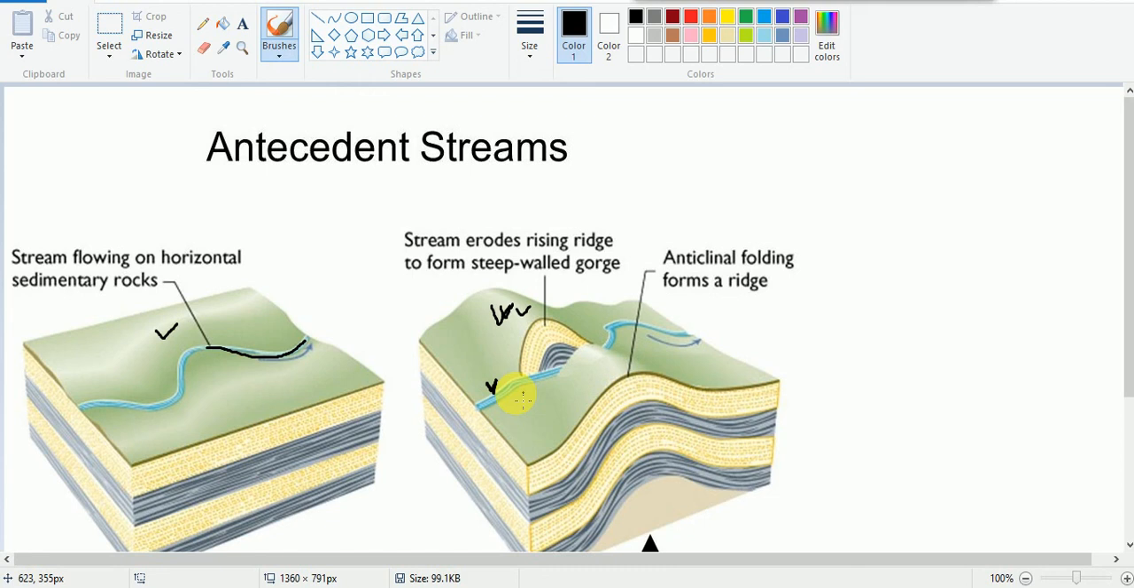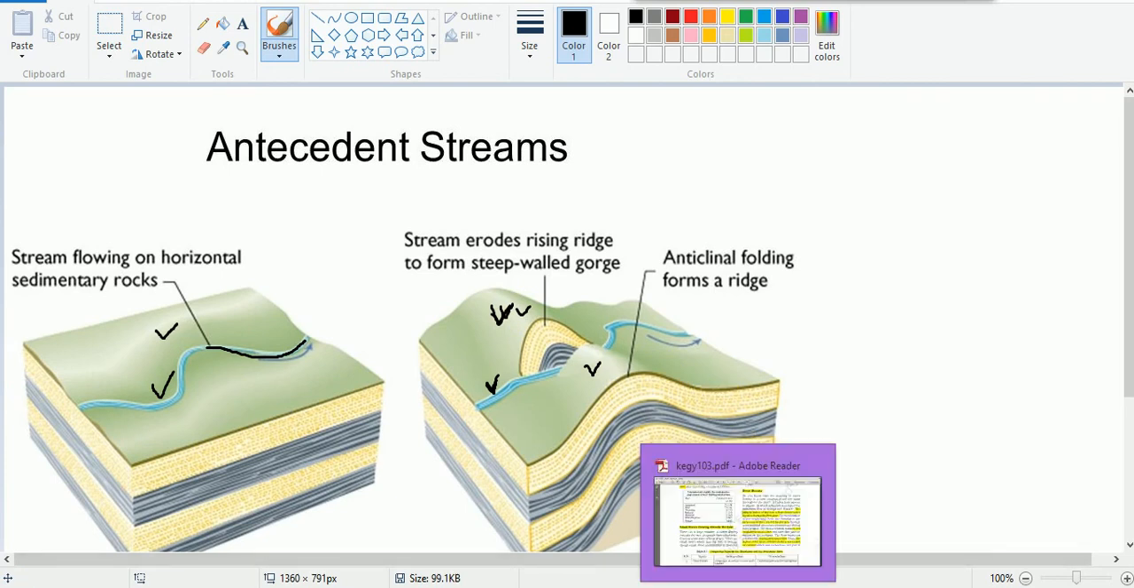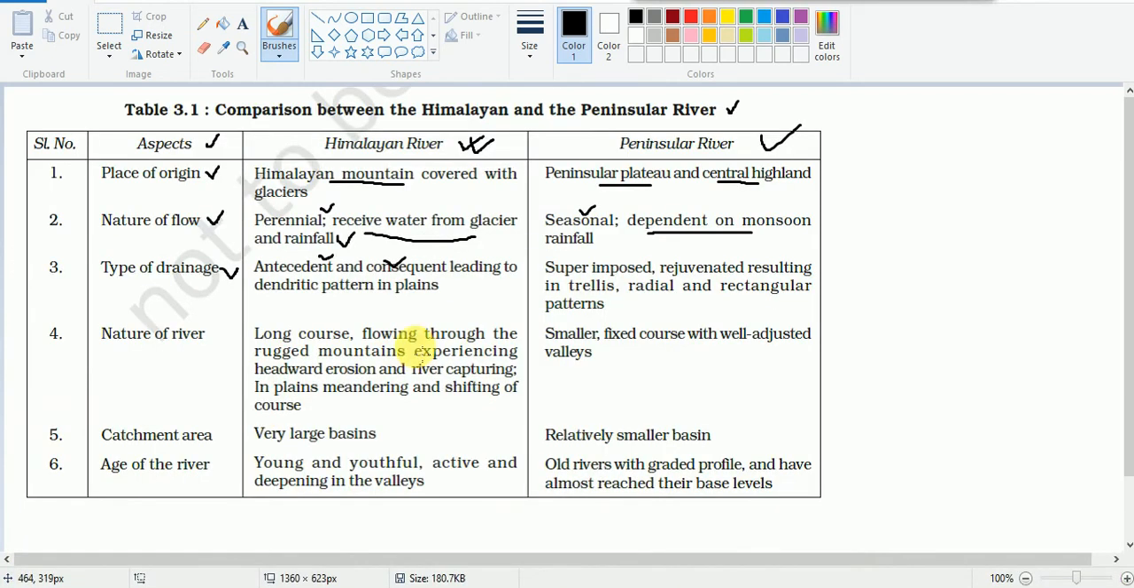Remember, in this case the river is older than the mountain range, because the river developed before the upliftment of the mountain. And next we have consequent. A consequent river is a river that develops on a newly formed surface, such as a recently uplifted coastal plain or the limb of a newly formed anticline, and follows its slope. That means a consequent stream is a river which follows the slope.